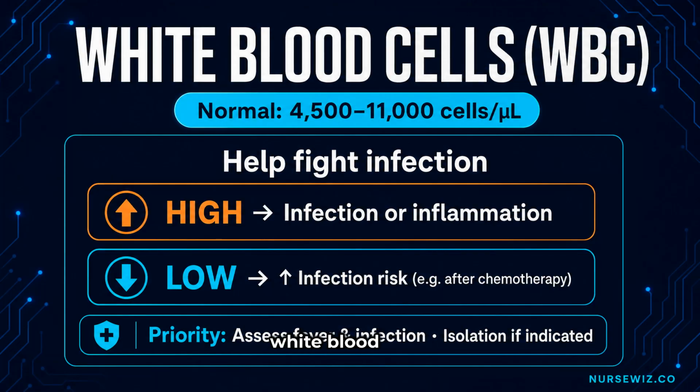3. White blood cells, 4,500 to 11,000. White cells fight infection. A high count points to infection or inflammation somewhere. A low count means the patient can't defend themselves, and that's common after chemotherapy. Your priority is to assess for fever and symptoms of infection and use isolation precautions if indicated. In a patient with a low white count, fever is never a small finding.